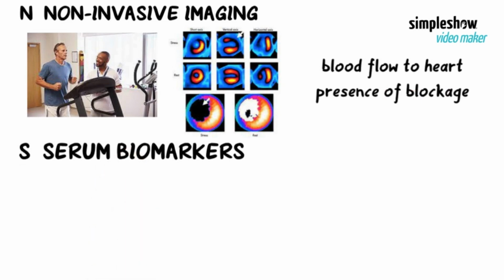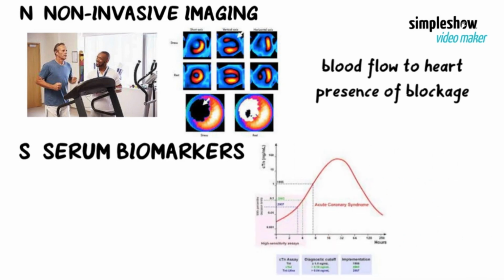Serum biomarkers. Blood tests are performed to measure specific serum biomarkers, such as cardiac troponin levels. Elevated cardiac troponin levels indicate heart muscle damage, which can occur during episodes of unstable angina.